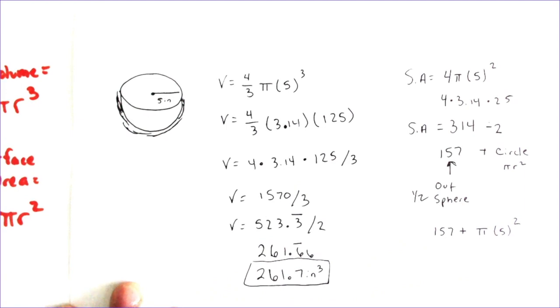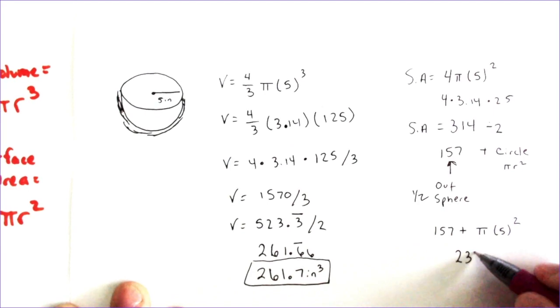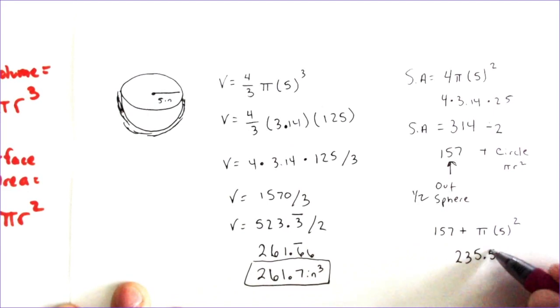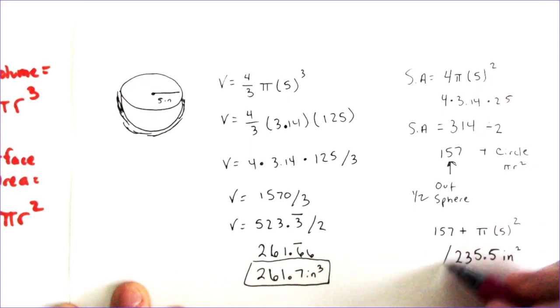So 157 plus 3.14 times 25, because r squared would be 25 from the 5 squared. And we get the final answer, 235.5 inches squared.